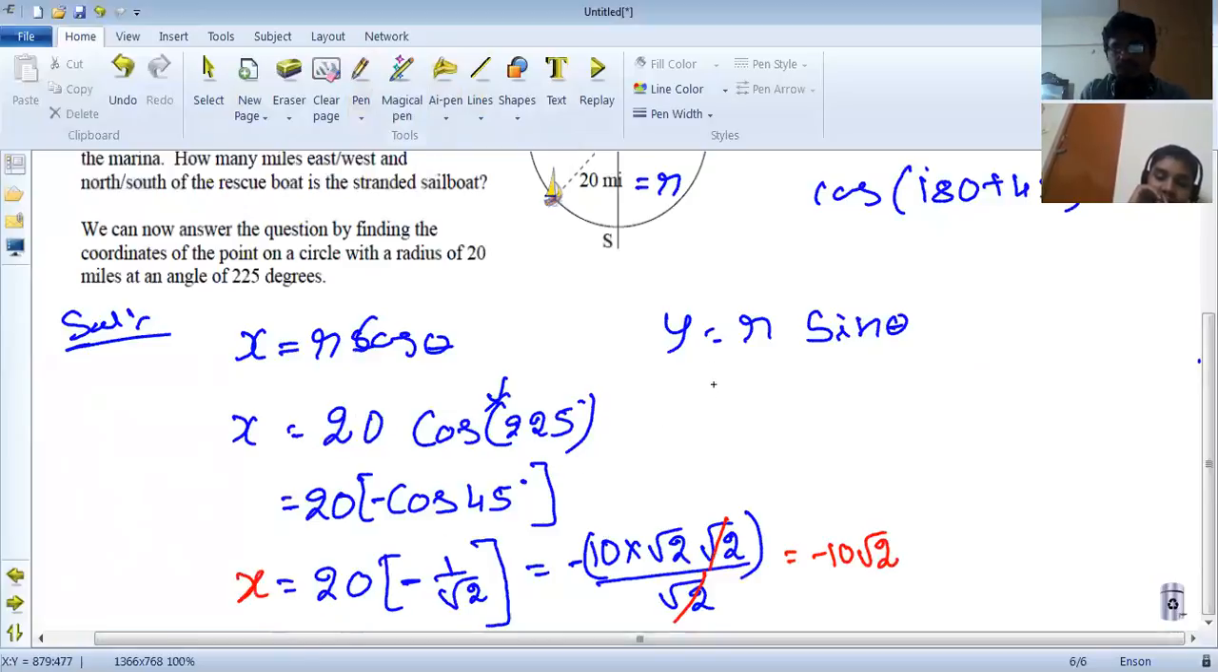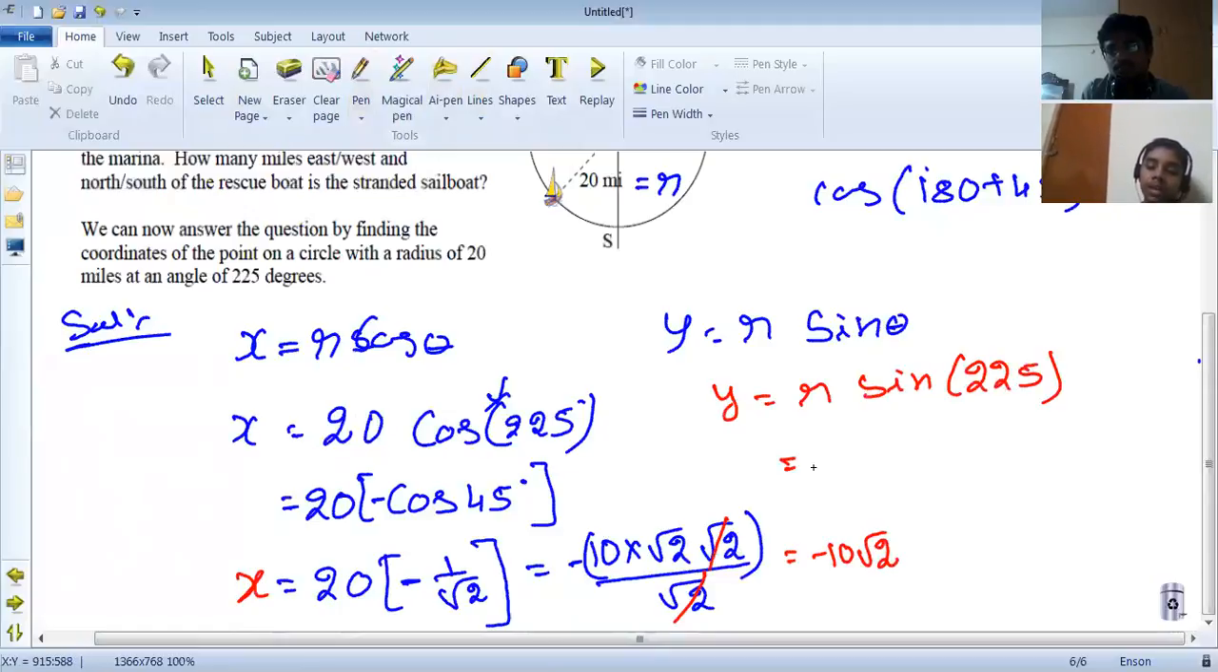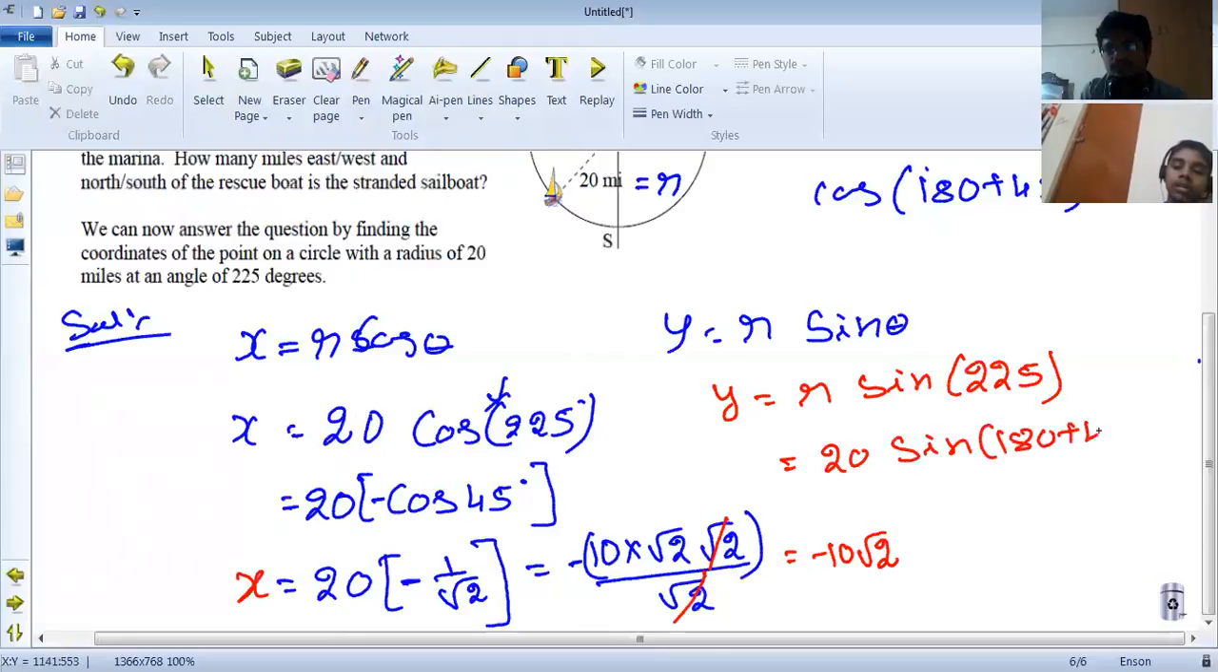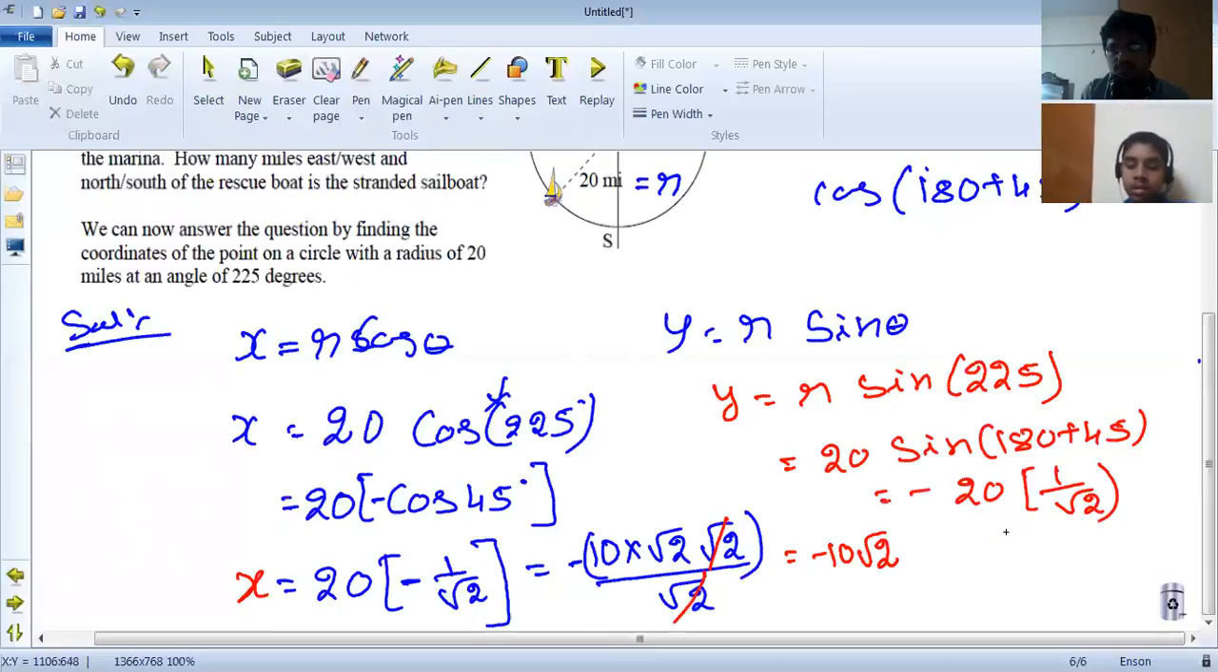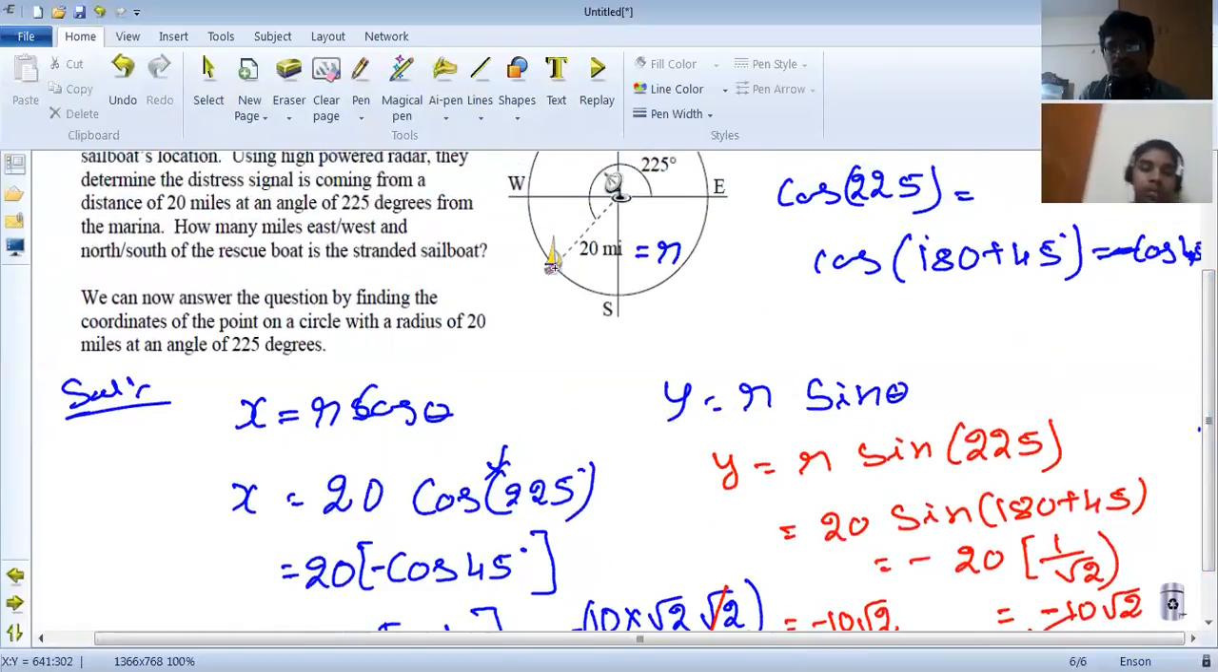Now we need to find the y value. y is equal to r sine theta. Theta is 225, right? So 180 plus 45. Since it's in the third quadrant, it becomes negative sine theta. Good. So negative sine 45, so you will get 1 by root 2 only, right? So again, this value will become minus 10 root 2, which will be the same. X and y values become the same here.